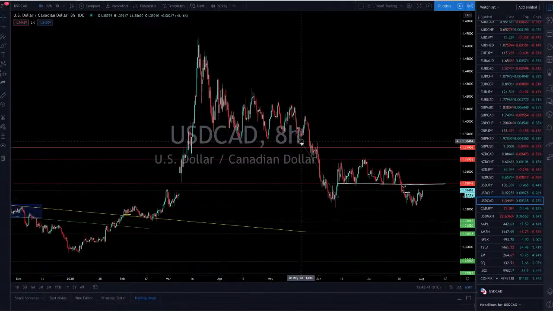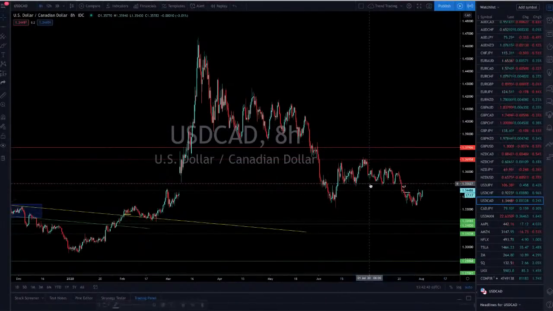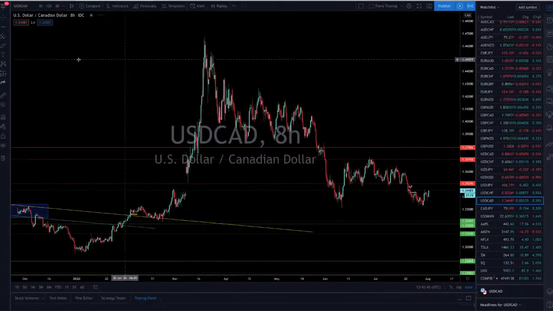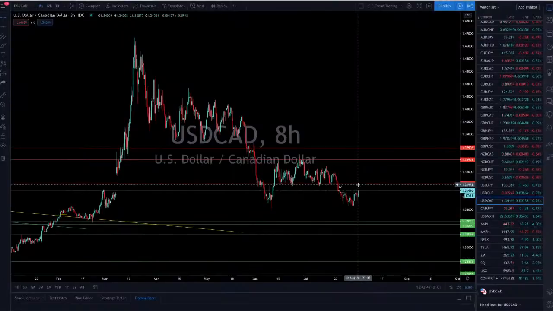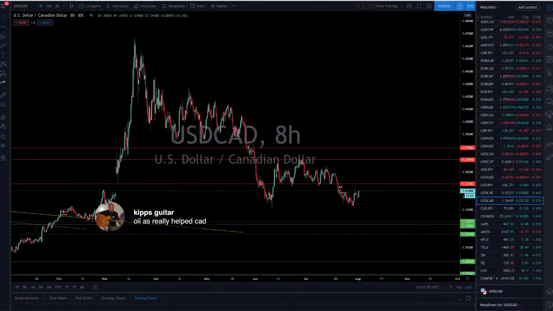Let me just clean up that chart a little with you, right? But nevertheless, it's in a big downtrend, right? It's pulling back now into an area of resistance. It is something to watch. Oil has really helped the Canadian dollar and the dollar weakness too. It's all a dollar story.